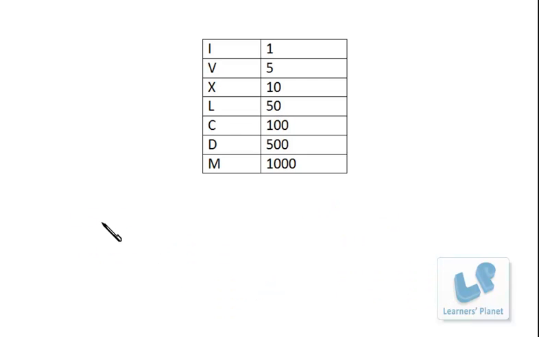Now we write 18. So 18 is 10 plus 5 plus 1 plus 1 plus 1. So it's XVIII. Okay, isn't it quite simple? Now, further a twist. If I have to write 19, then what will I do? Further, we cannot repeat I for 4 times.